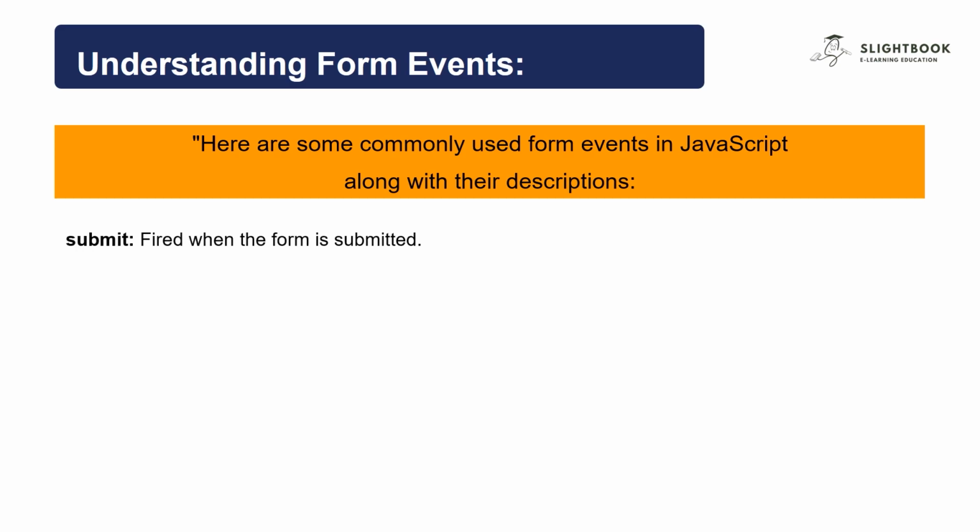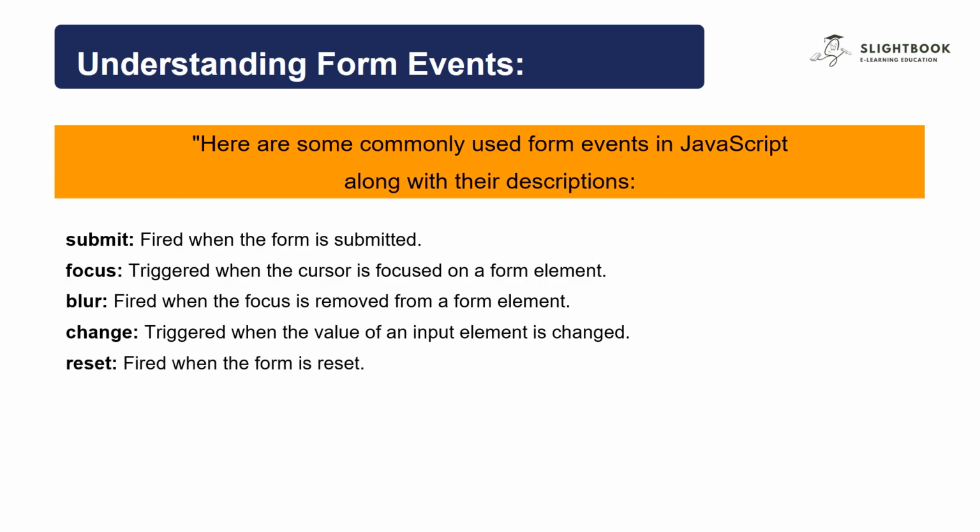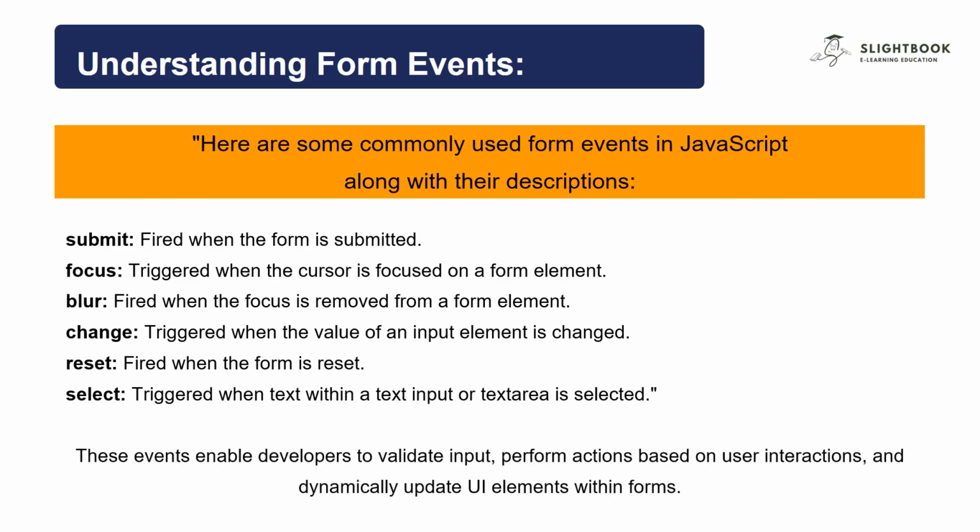Submit, fired when the form is submitted. Focus, triggered when the cursor is focused on a form element. Blur, fired when the focus is removed from a form element. Change, triggered when the value of an input element is changed. Reset, fired when the form is reset. Select, triggered when text within a text input or text area is selected. These events enable developers to validate input, perform actions based on user interactions, and dynamically update UI elements within forms.